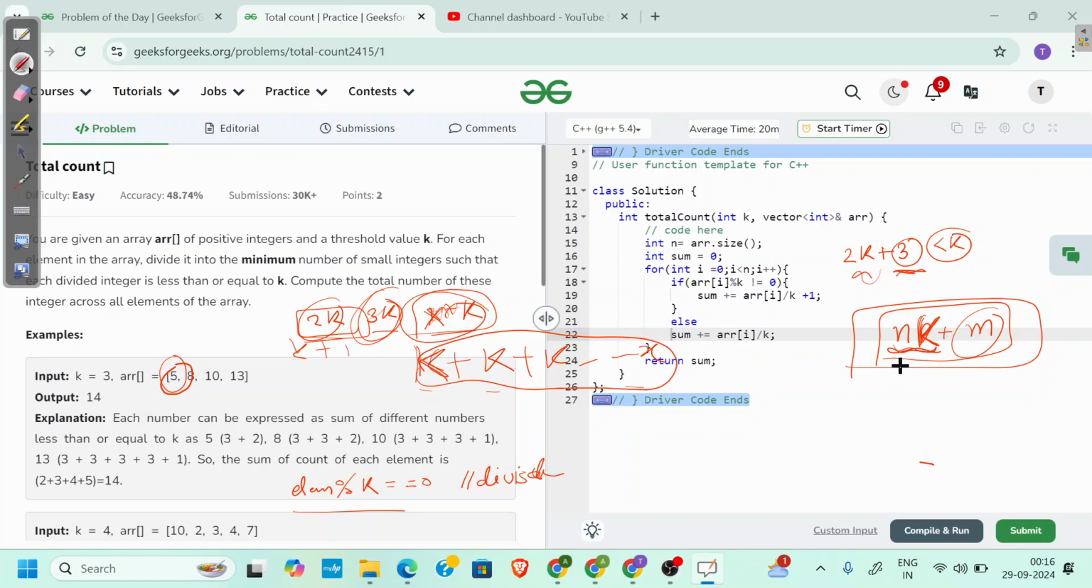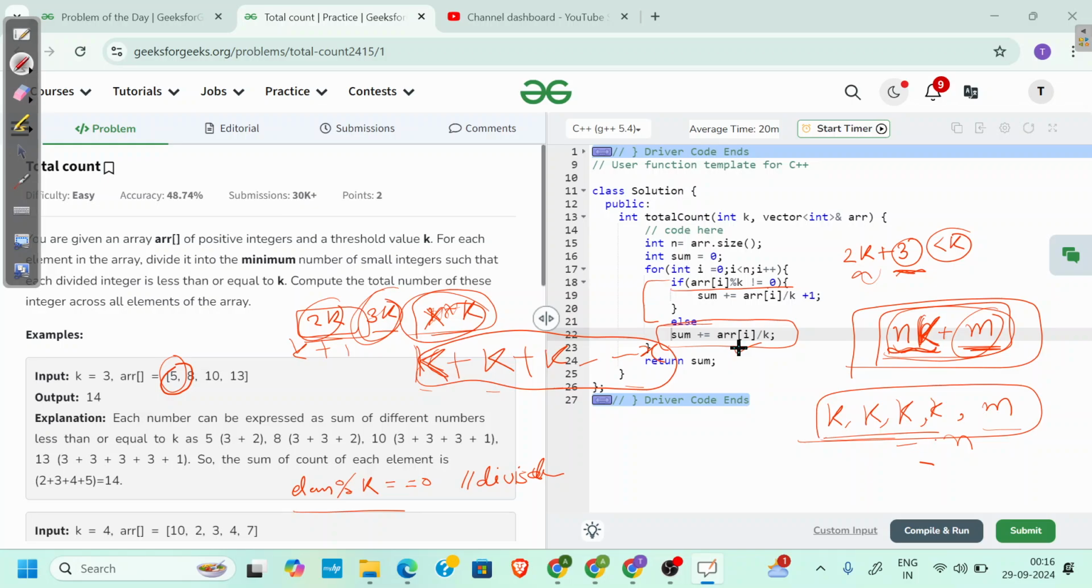So what we will do is make n elements with value k, and one extra element with value m. The sum is n times k, so nk plus m, which is the same as the original. So there are two conditions: divisible by k or not divisible by k. Okay, so this is the code: this part is for not divisible by k, and this is for divisible by k.